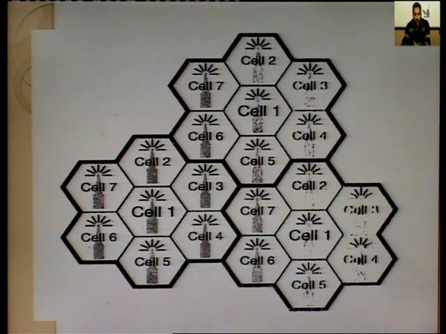Here at the center of each cluster, there is a cell named cell 1, and then at the sides cells 2, 3, 4, 5, 6, 7. So, in a cluster there may be 7 or more cells, we will discuss this later.